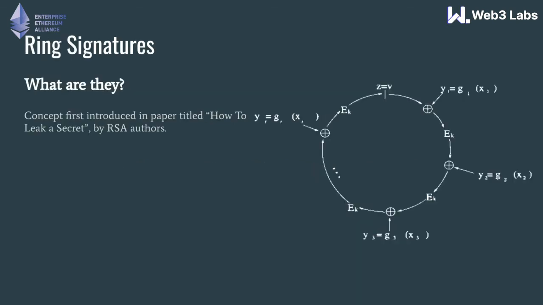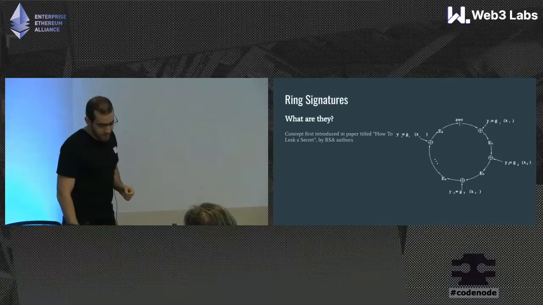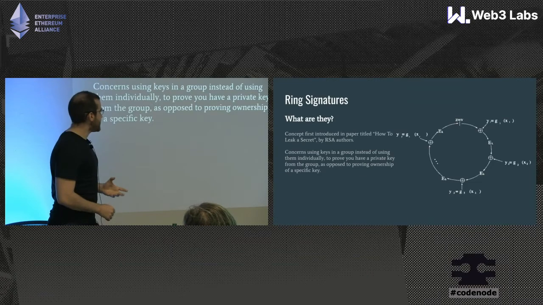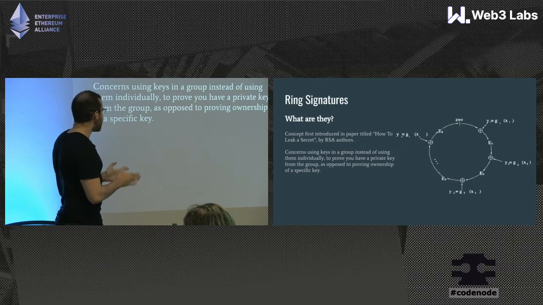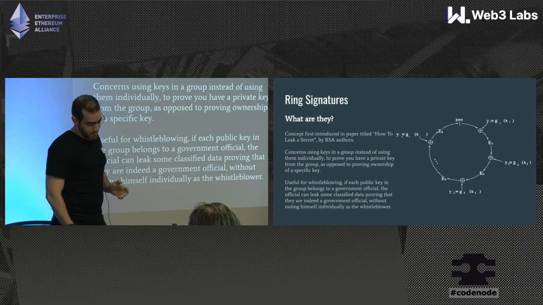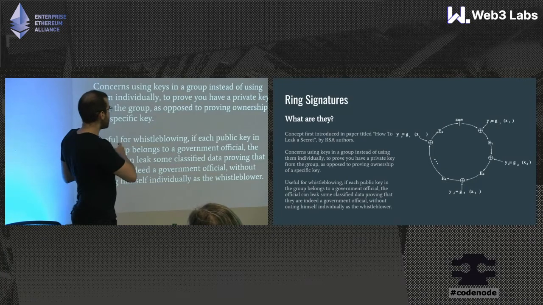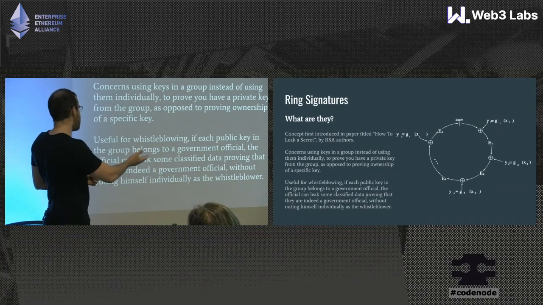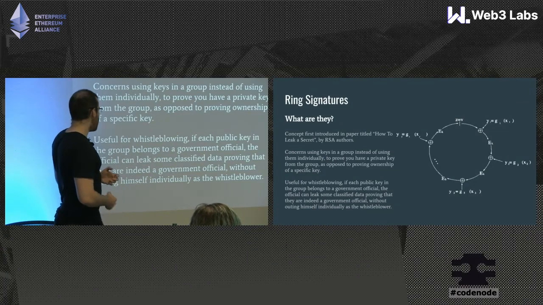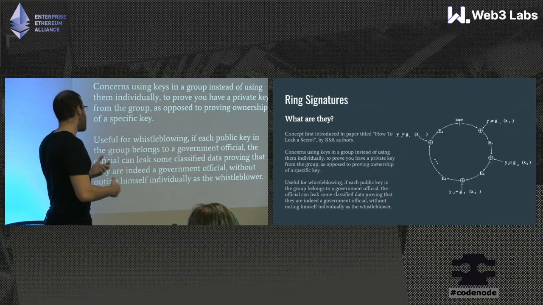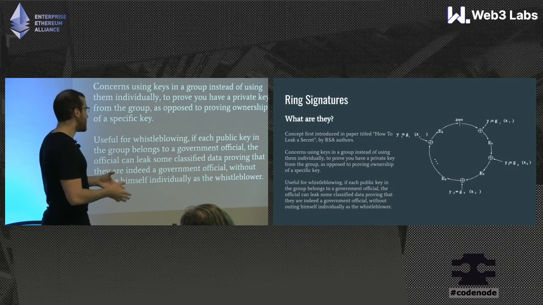So what are ring signatures exactly? The concept was first introduced in a paper titled "How to Leak a Secret" by two of the RSA authors. It concerns using keys in a group instead of using them individually, to prove you have a private key from the group as opposed to proving ownership of a specific key. The seminal paper that introduced them gave the use case of whistleblowing, for example. If each public key in the group belongs to a government official, the official can leak some classified data, proving that they are indeed a government official without outing himself or herself individually as the whistleblower, right?